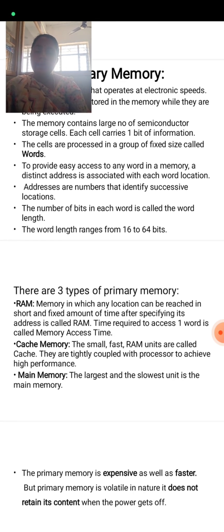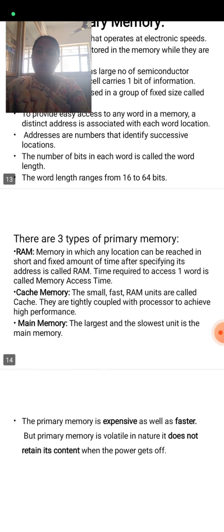The memory contains a large number of semiconductor storage cells. Each cell carries 1 bit of information. The cells are processed in a group of fixed size called word. To provide easy access to any word in a memory, a distinct address is associated with each word location. Next, addresses are numbers that identify successive locations. Addresses are represented as a number so that the location can be easily identified.